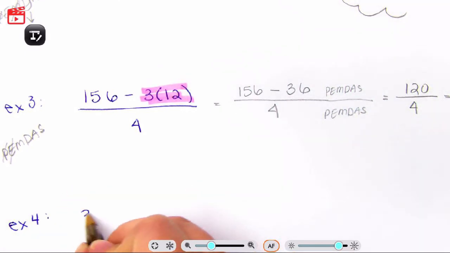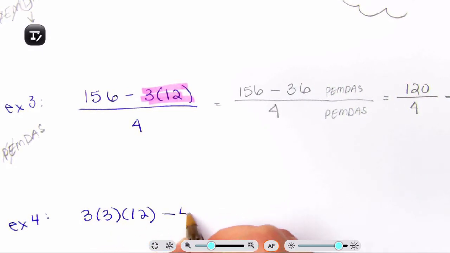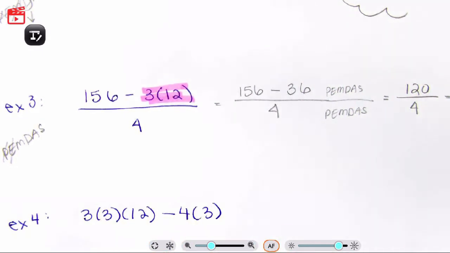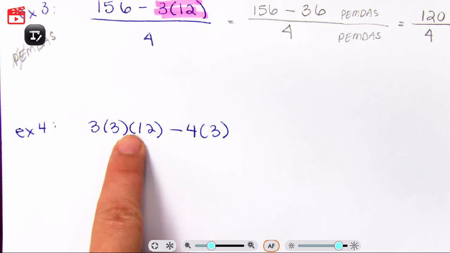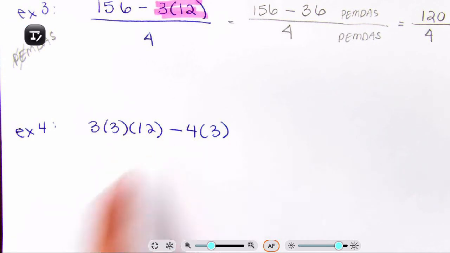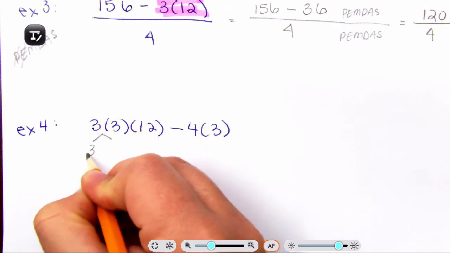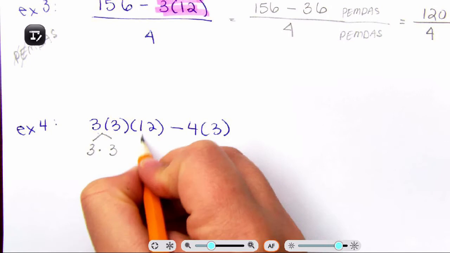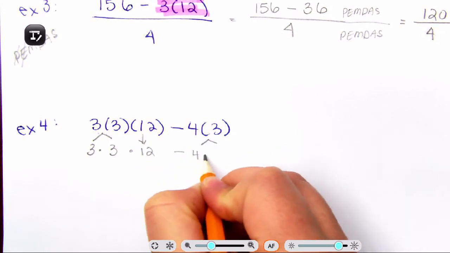So I have 3 times 3 times 12 minus 4 times 3. Ooh, how do you deal with something like this? So what do we have? We have times, times, and times with a minus in the middle. If you have something like this, just split it up into easier stuff. For example, I know that 3 and 3, that's 3 times 3. Then I have a times 12 here, minus, let's split that up, 4 times 3.